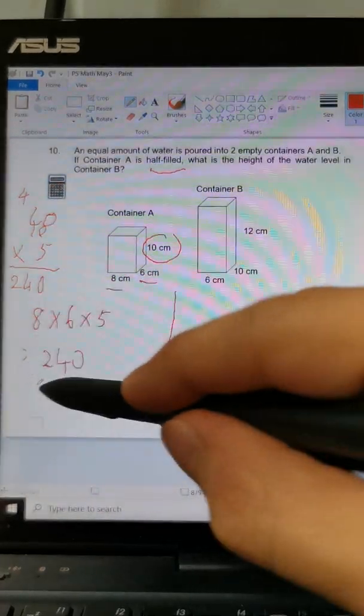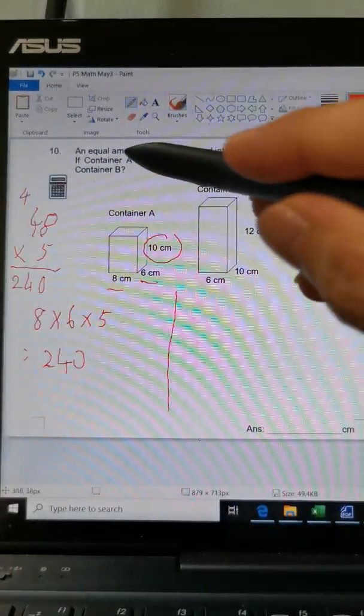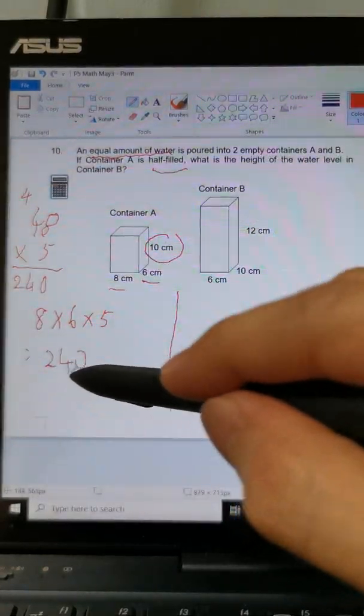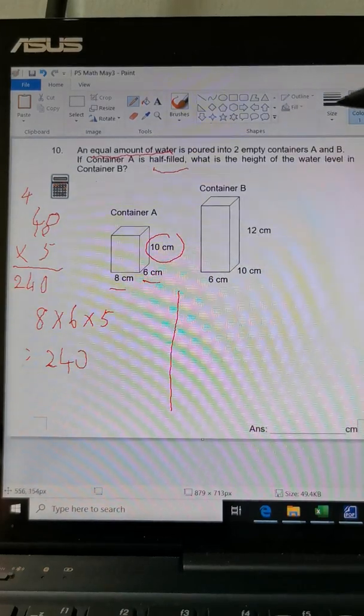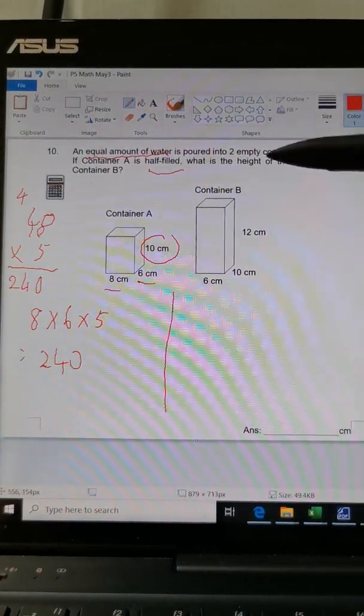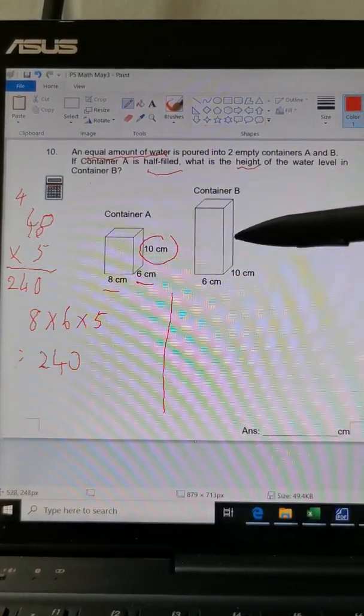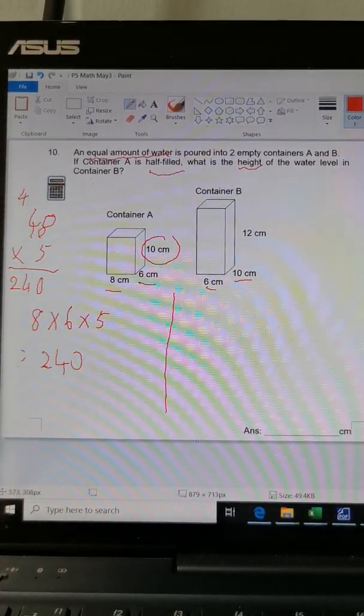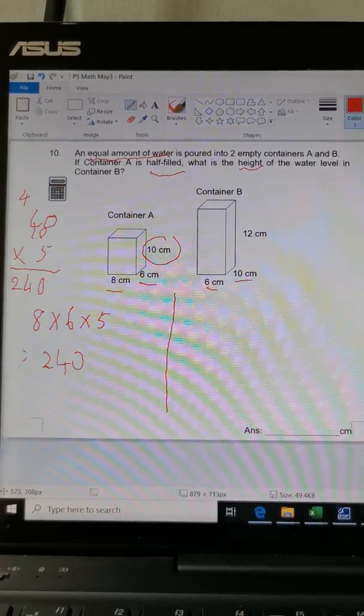And they told you this amount of water, an equal amount of water is poured into two empty containers, meaning the same amount of water is also poured into container B down here. So how do we find the height of water? Now, I mentioned length and breadth will never change. What changes is always the height.